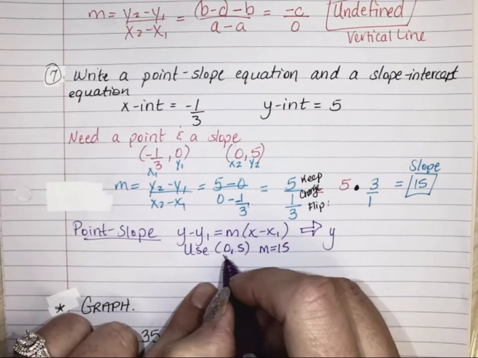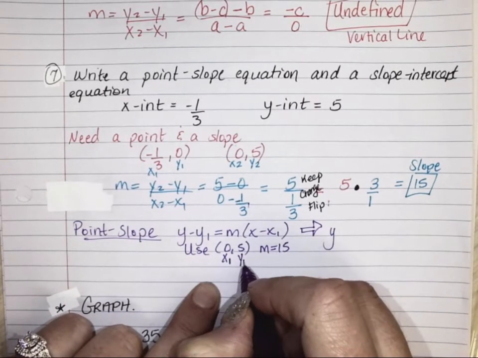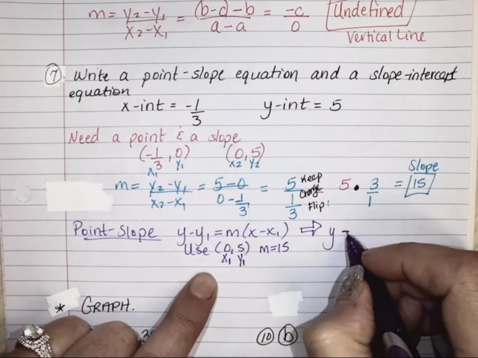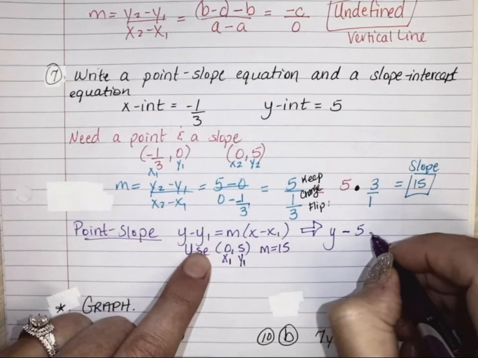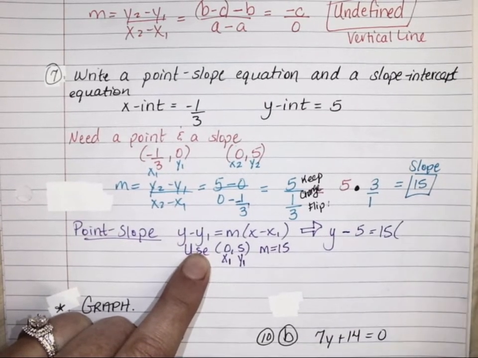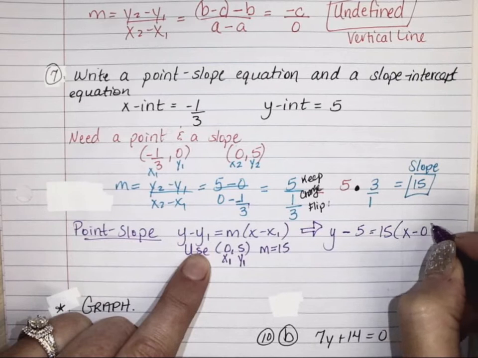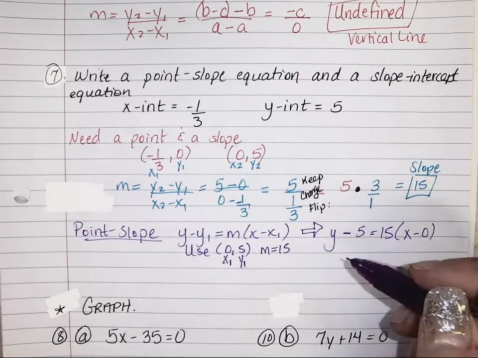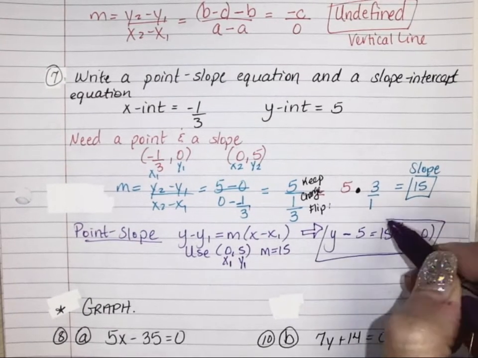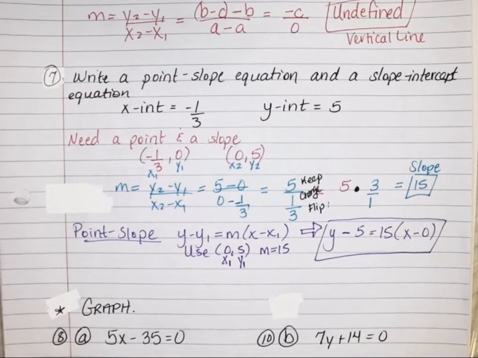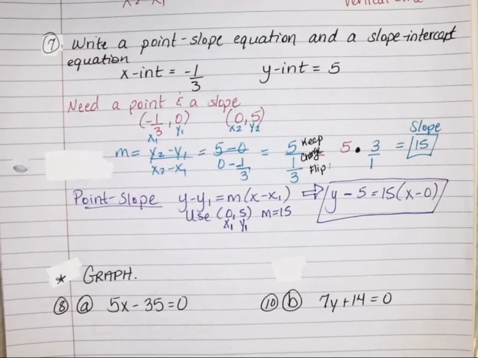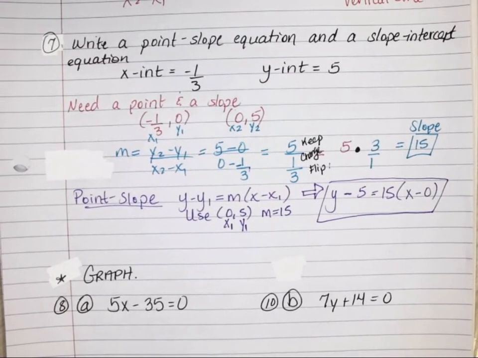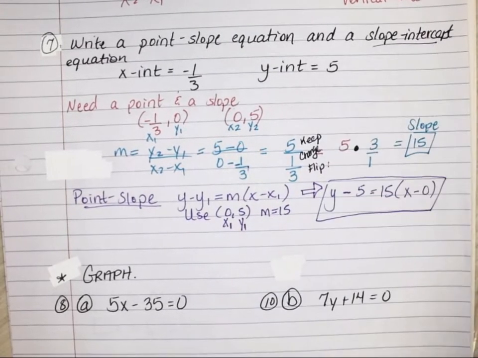So I'm going to plug this in for x1. I'm going to plug this in for y1. And 15 is getting plugged in for my slope. And that's point slope form. Okay, the next form it asked me to leave it in is slope intercept.